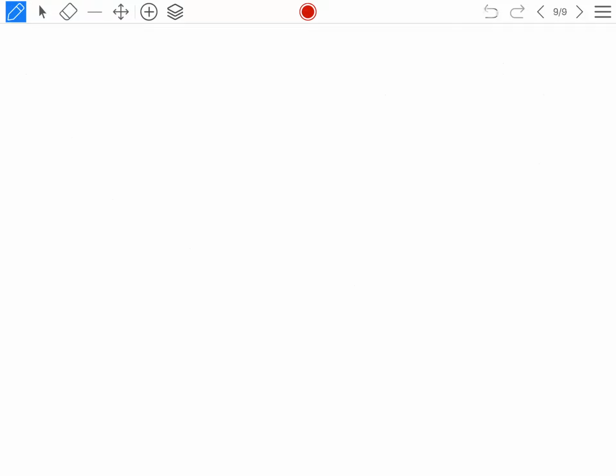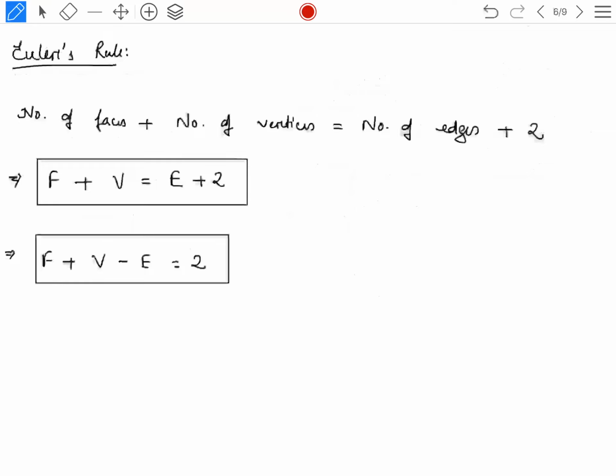So we will move to the exercise. Today we will not solve it. In the next class I'll be solving this exercise. Exercise number 15, an easy, scoring chapter. Only one formula you need to remember, Euler's rule. Most of the questions will come based on these two formulas only. Understood? So this much for today, and thank you.